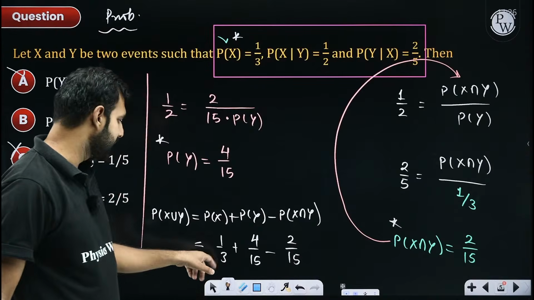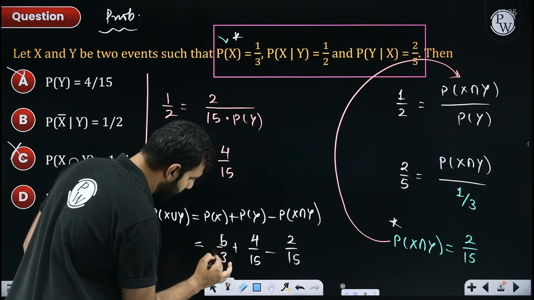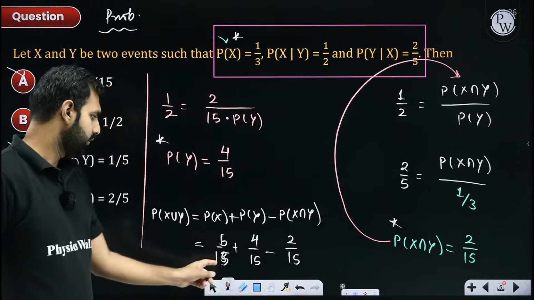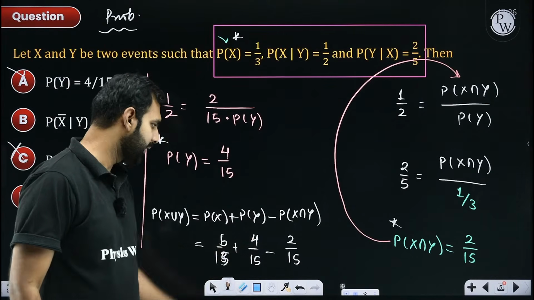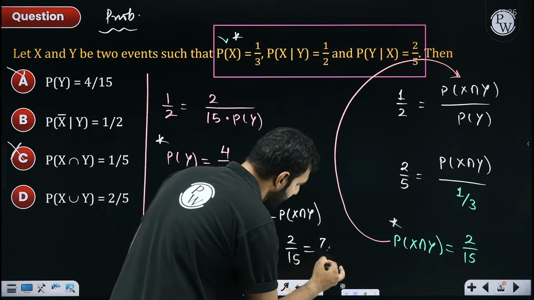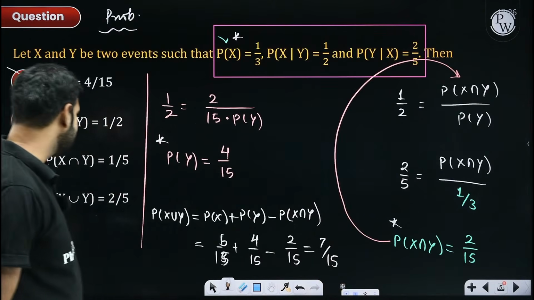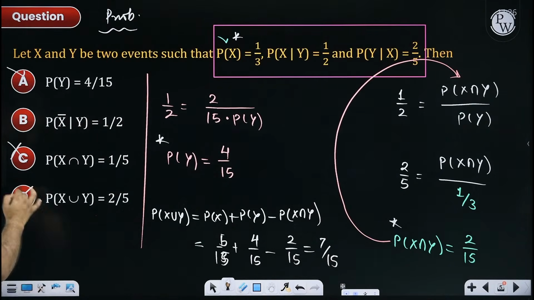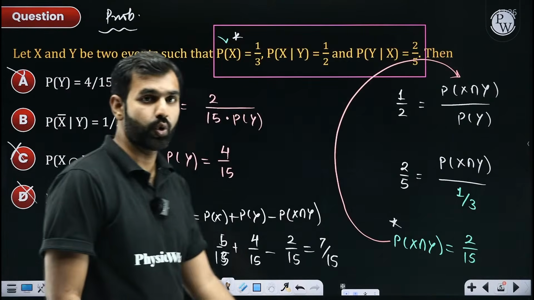So to have a 15 here, I'll have a 5 by 5 here. So 5 by 15 is 1 by 3. So 15, 15, 15. 5 plus 4 is 9. 9 minus 2 is 7. So this gives us 7 by 15. Probability of x union y is 7 by 15. This is given as 2 by 5, which is also wrong.